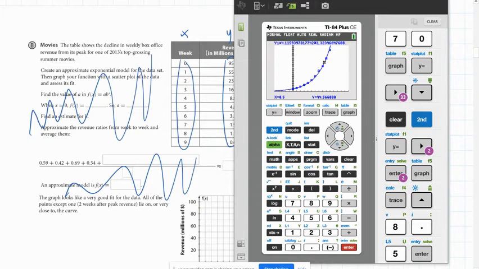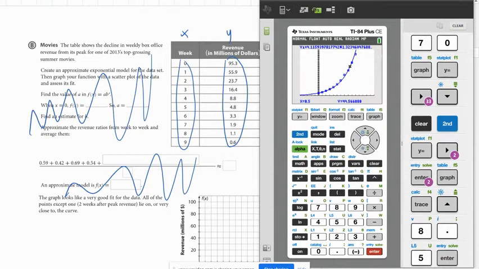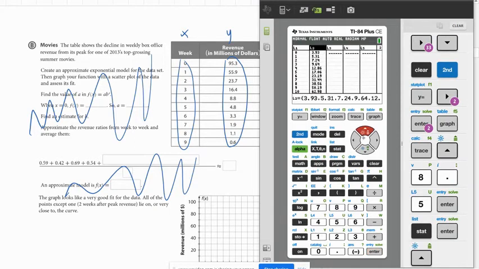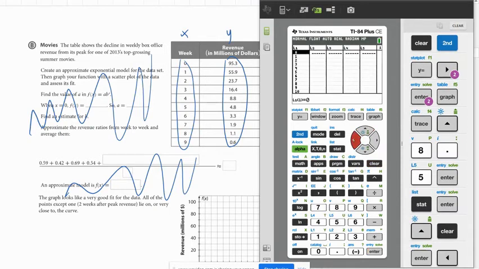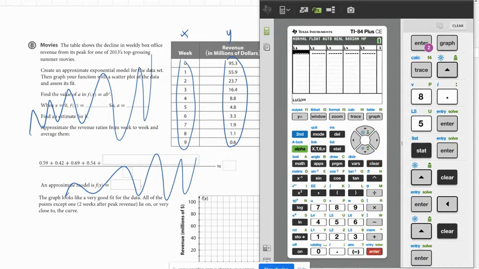Okay, so the steps again to put in the data, and you can fast forward through this if you don't want to watch all of the steps. You can go to Stat, Edit, and then we want to clear the lists. So I highlight the title and I press Clear Enter. And I highlight the title and press Clear Enter. And so now I want to put in the X values in list 1 and the Y values in list 2.